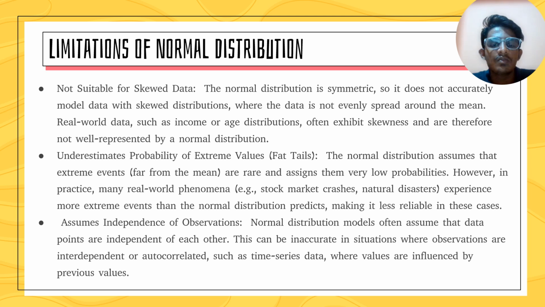Assumes independence of observations. Normal distribution models often assume the data points are independent of each other. This can be inaccurate in situations where observations are interdependent or autocorrelated, such as time series data where the values are influenced by previous values.